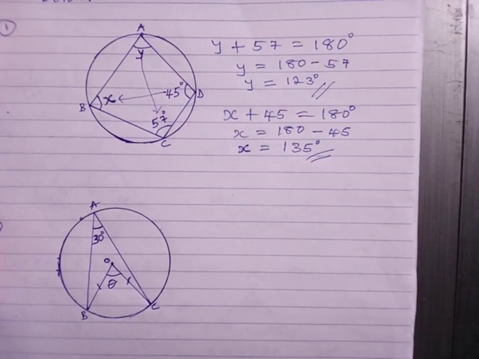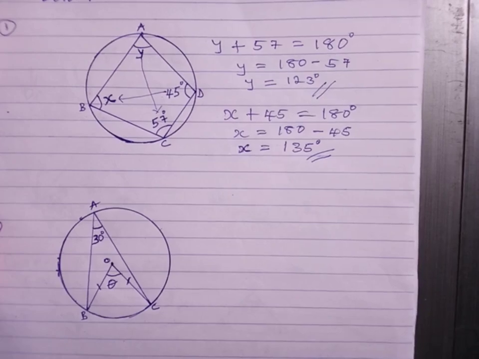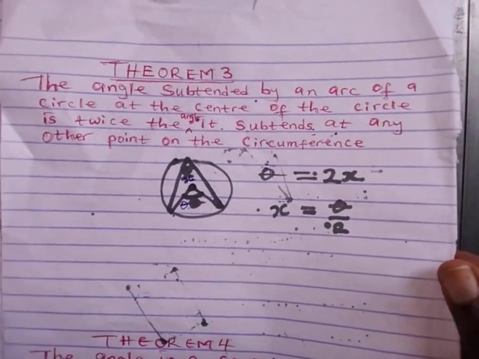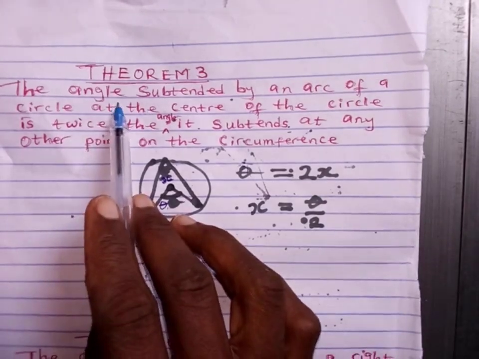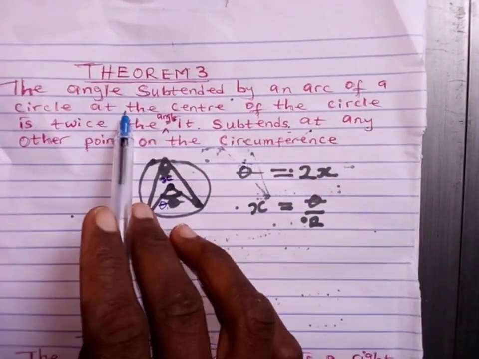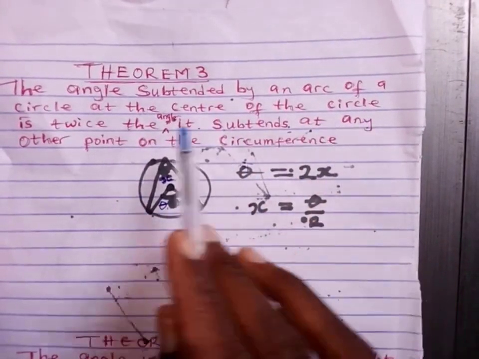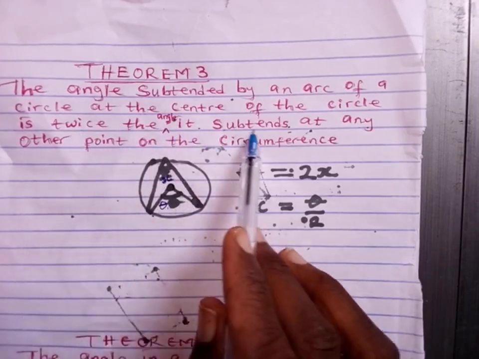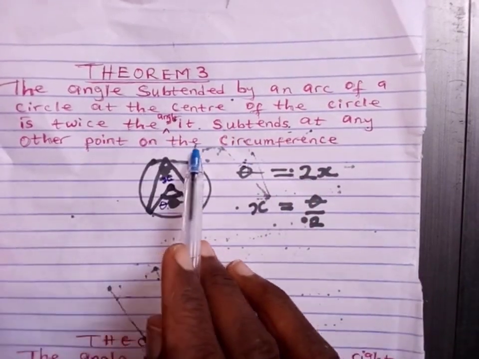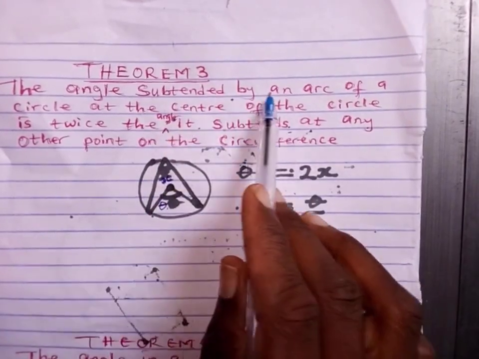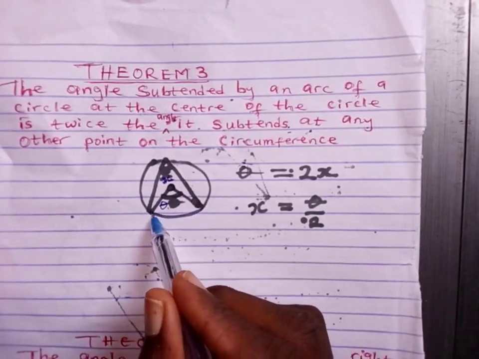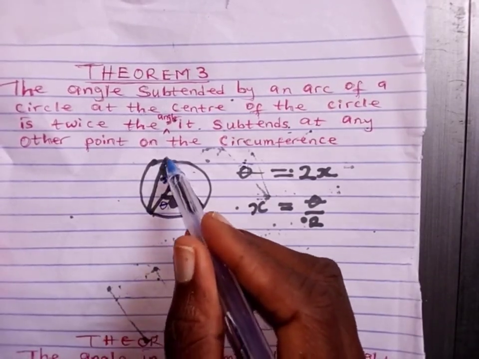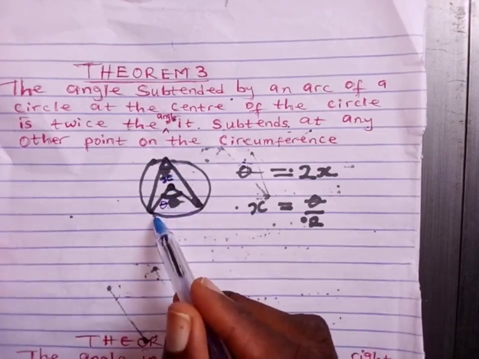Now, there is a theorem we looked at in our previous lesson, and that is theorem number 3. This is it, theorem number 3. This theorem states that the angle subtended by an arc of a circle at the center of the circle is twice the angle it subtends at any other point on the circumference. So the angle subtended by an arc, this is the arc we're referring to here. So the angle subtended by an arc of a circle at the circumference, this is the angle subtended at the circumference by this very arc.